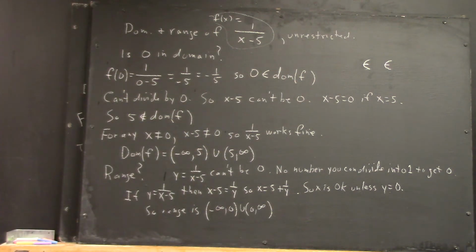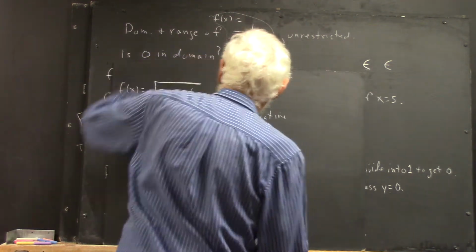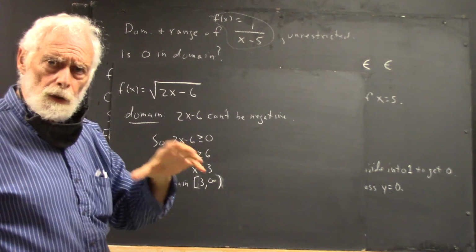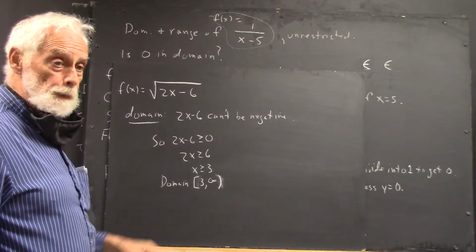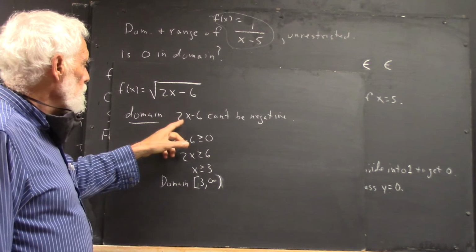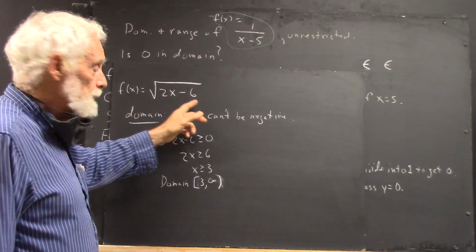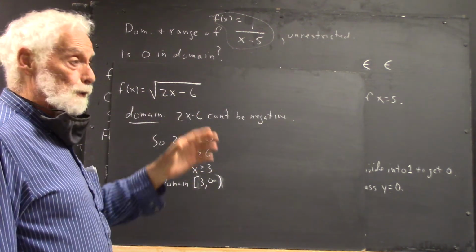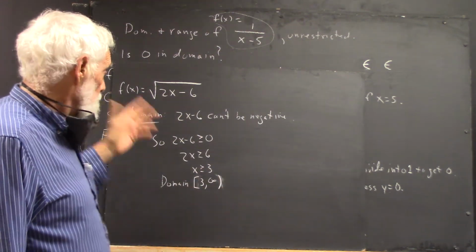Now, there's one other situation where the domain is typically restricted. And there are other situations, but the ones you're going to encounter are pretty much these. Let f of x equal the square root of 2x minus 6. Now, your domain: 2x minus 6 can't be negative because you can't take a square root of a negative number. That's because there's no number that you can multiply by itself that'll come out negative. Very straightforward reason.